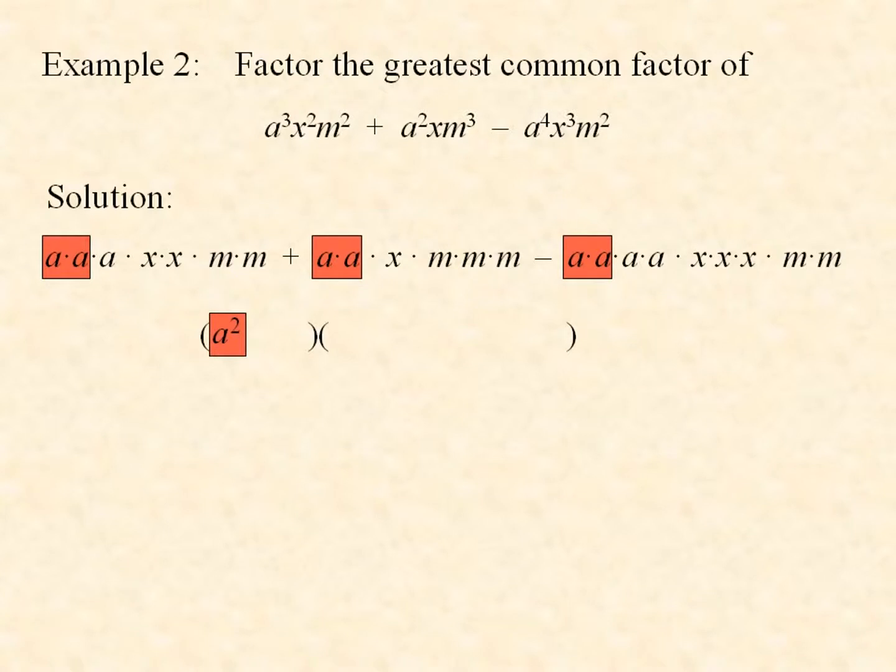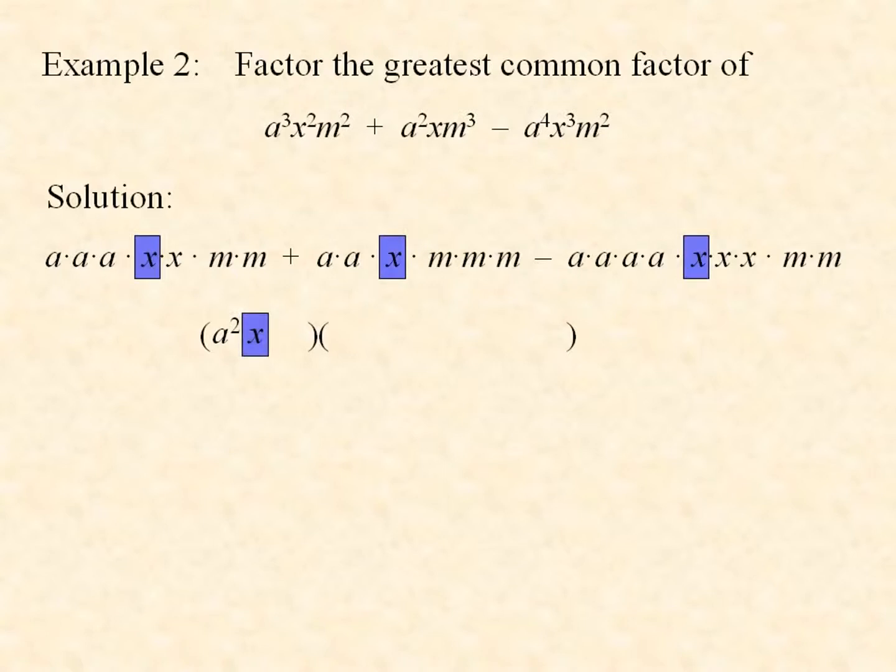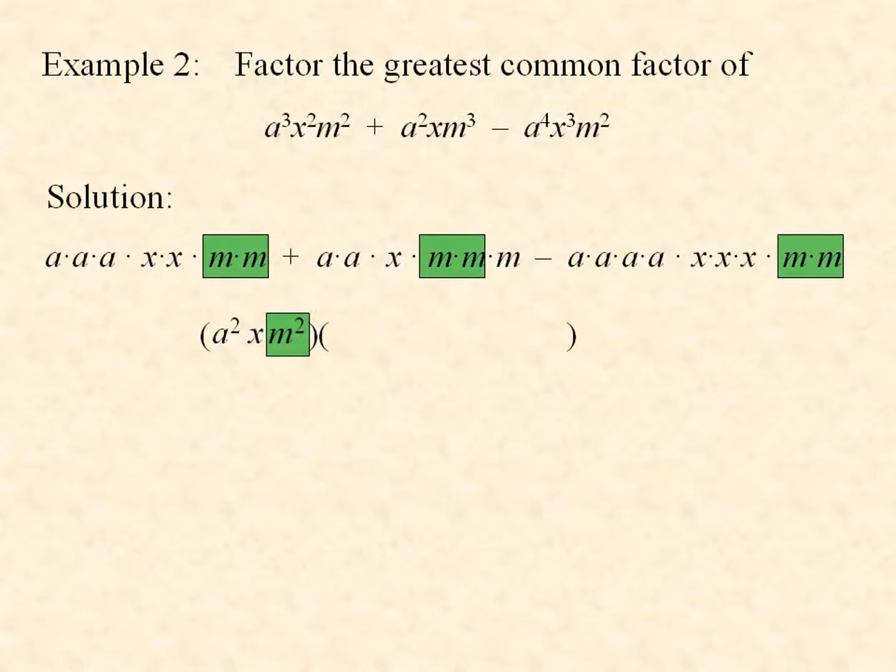And the middle term contains only one x, so the greatest common factor has an x. And then each term contains two m's, so the greatest common factor has m squared. So our greatest common factor is a squared x m squared. Now we consider the second set of parentheses. We must place three terms in that second set so that the greatest common factor times each gives the original expression.